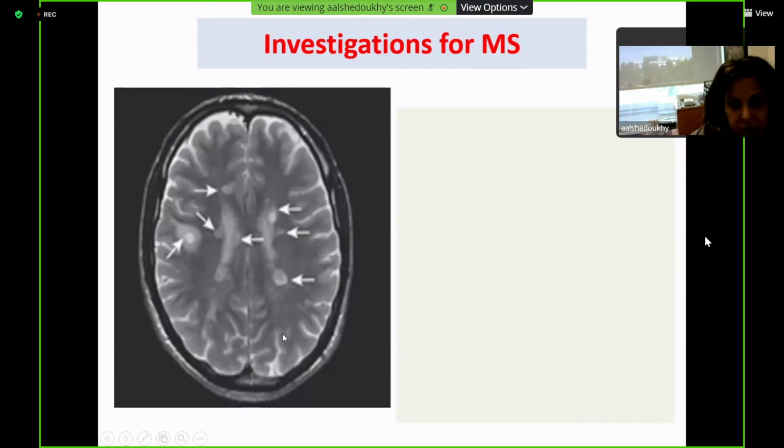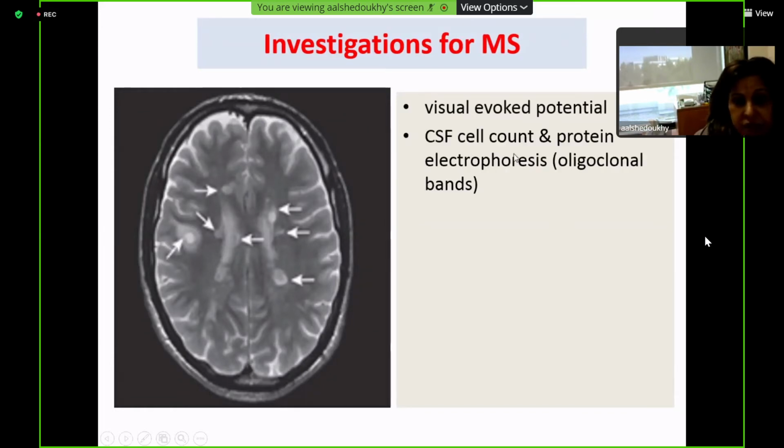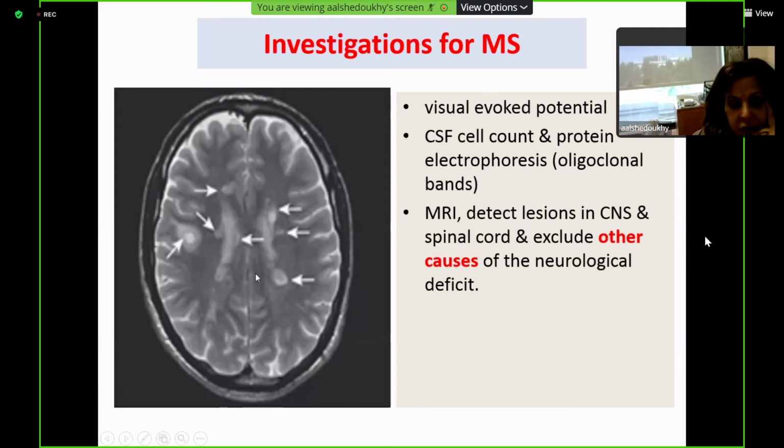If you do an MRI, what will you see? On investigation, you will see the visual evoked potential is reduced. In the CSF you will see elevated protein, and you will see oligoclonal antibodies. So there is elevation of these antibodies that attack the myelin sheath. MRI of the spinal cord and CNS is done to exclude other causes of neurological deficit.